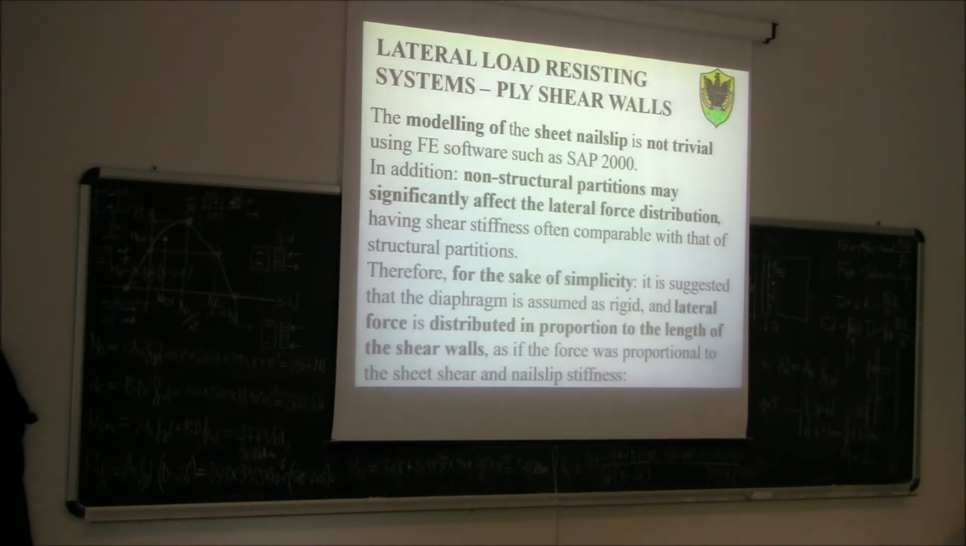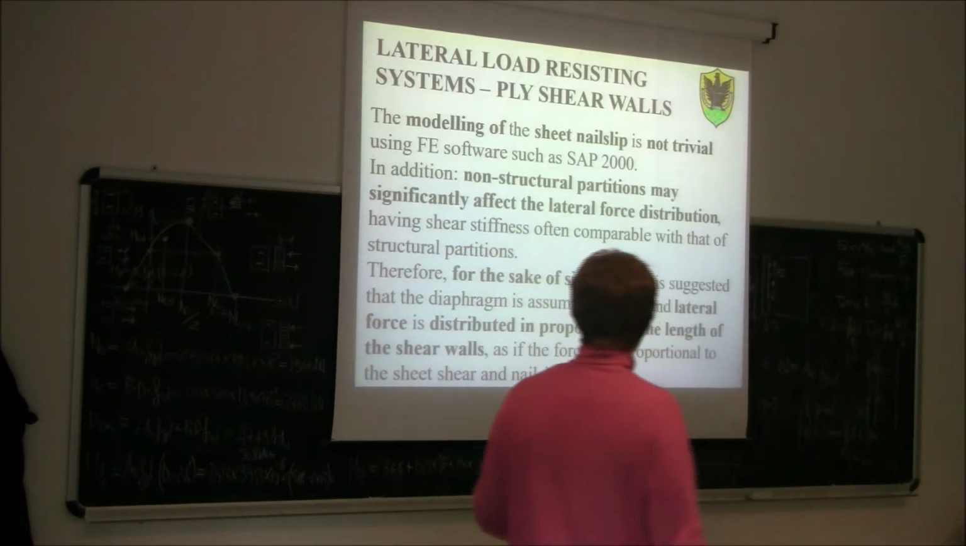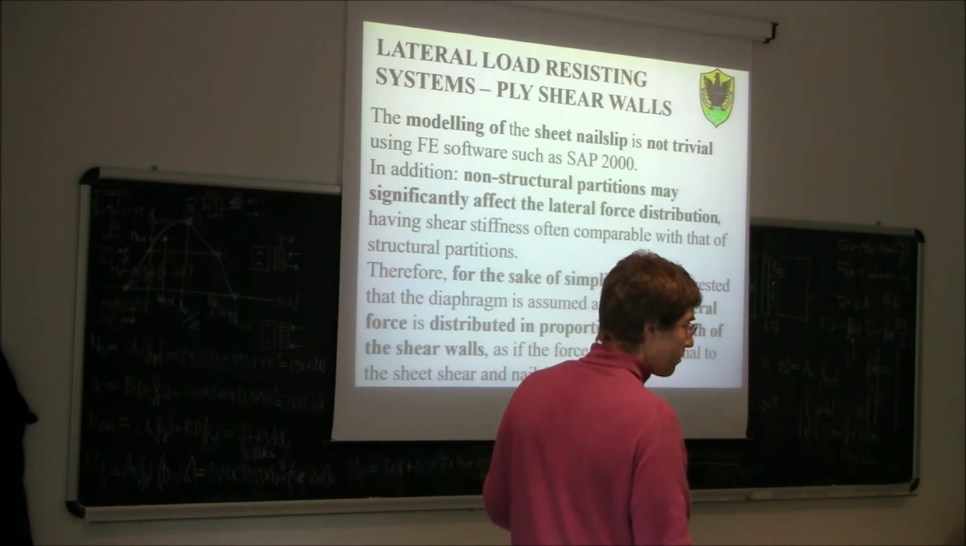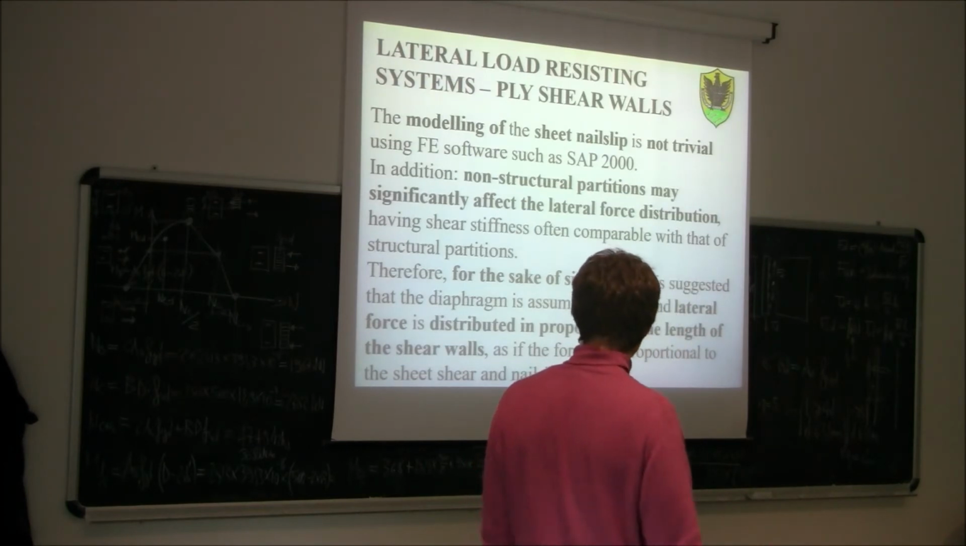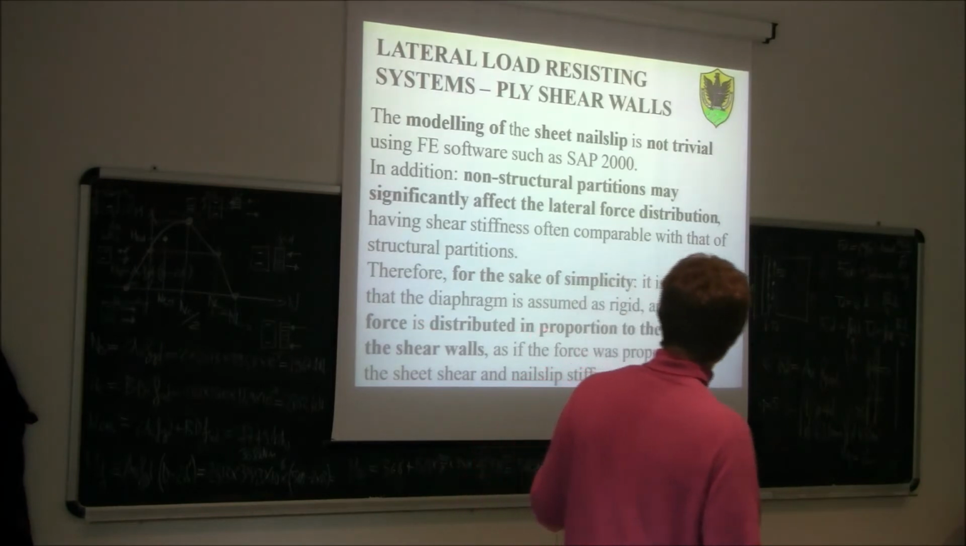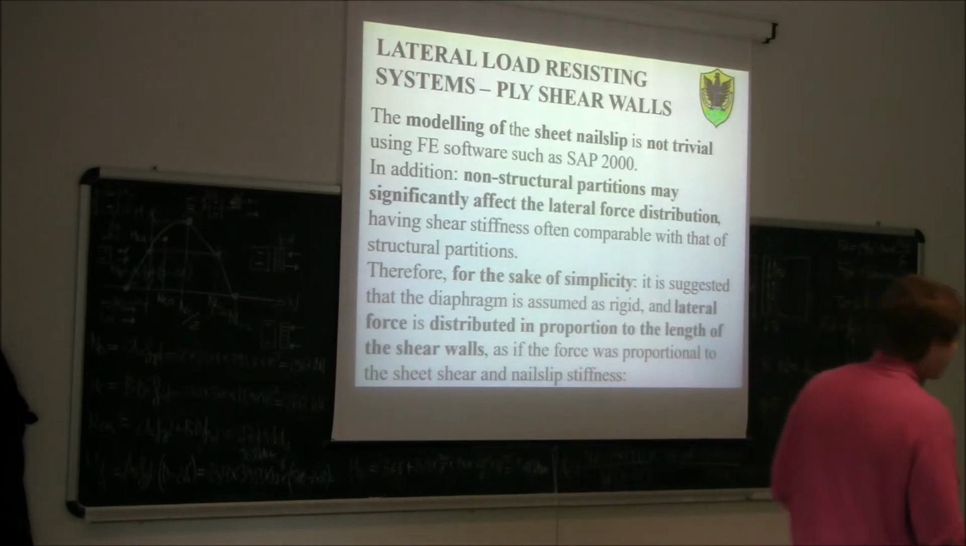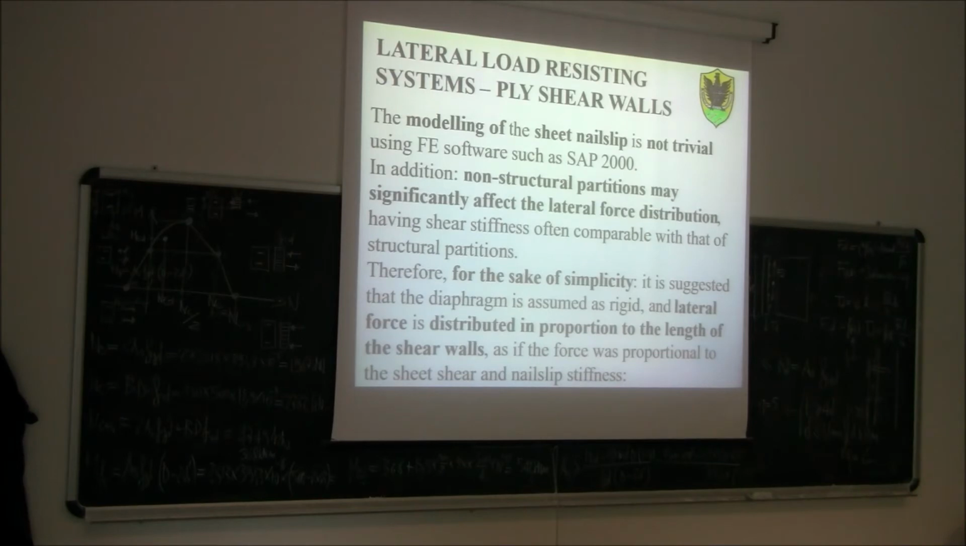So in the end, for the sake of simplicity, we do a very rough approximation, usually, when we design a multi-story timber building. What is this rough approximation? We assume that the diaphragms are rigid, so the floor diaphragms are considered as rigid. And then we assume that the lateral force is distributed in proportion to the length of the shear walls, rather than in proportion to the bending stiffness of the frame of the wall, like we were doing, for example, in the routine for reinforced concrete design.